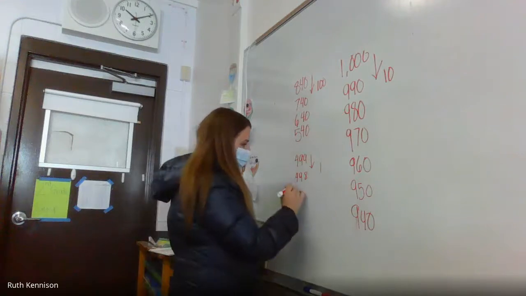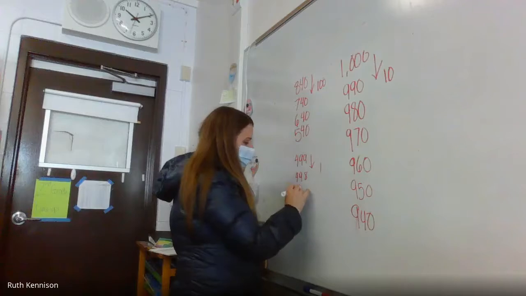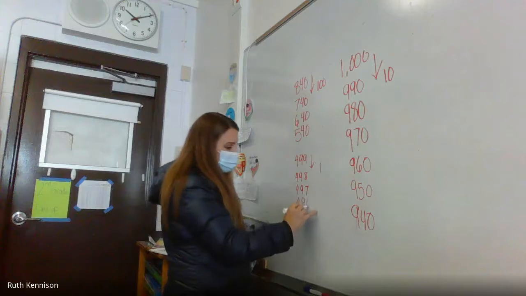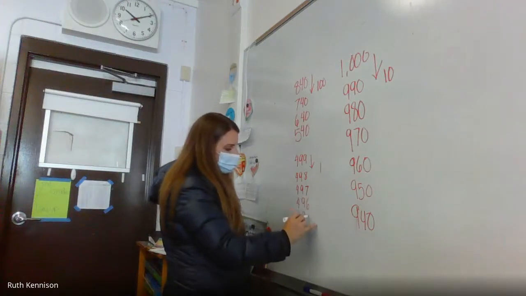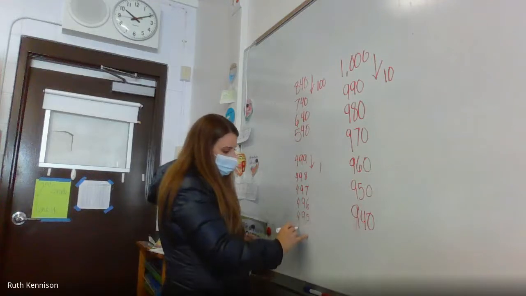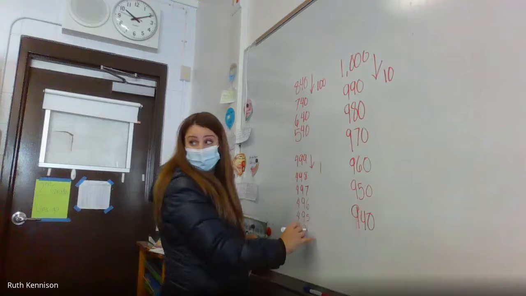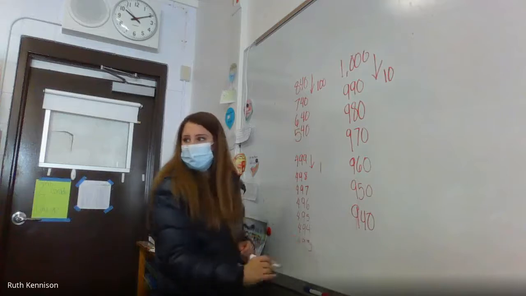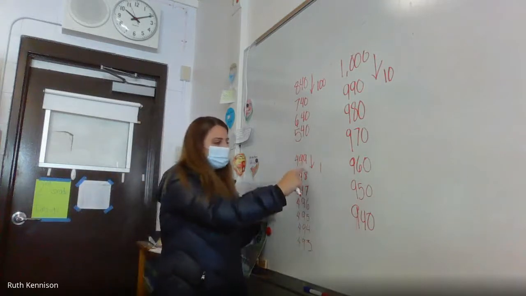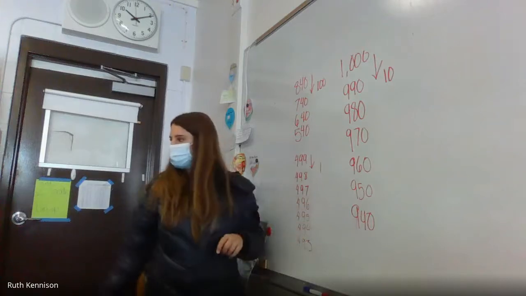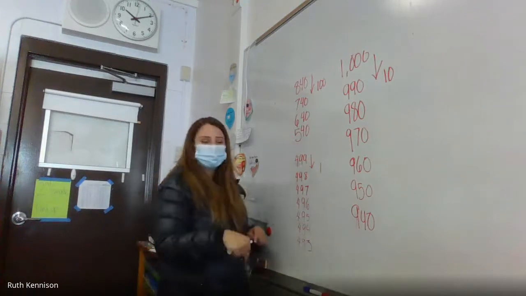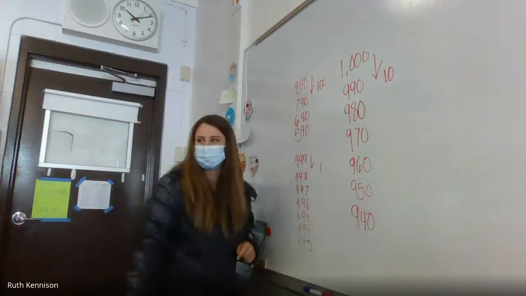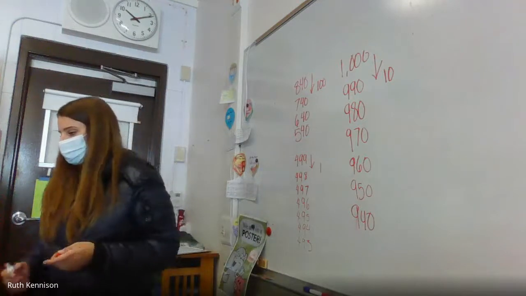All right. We have 497, 496, 495, 494, 493. Do you guys see the pattern now? We're just counting by ones, so just that last number in the ones place value is changing, right? And we're counting down, so 99, 98, 97, 96, 95, 94, 93. Right? Okay, all right.